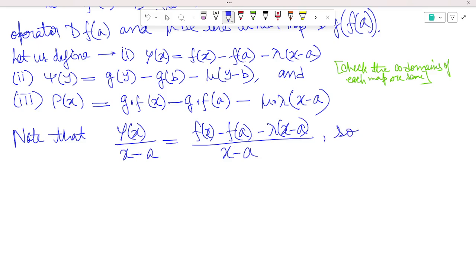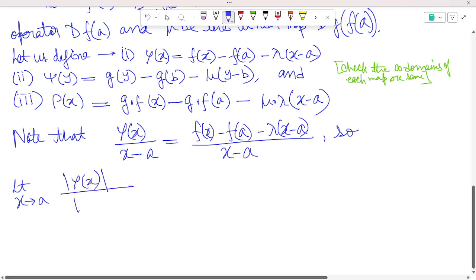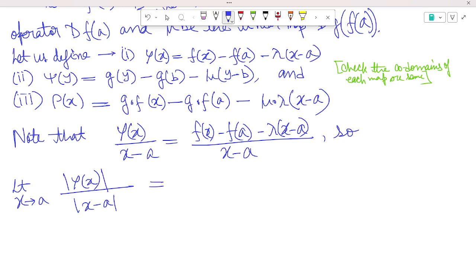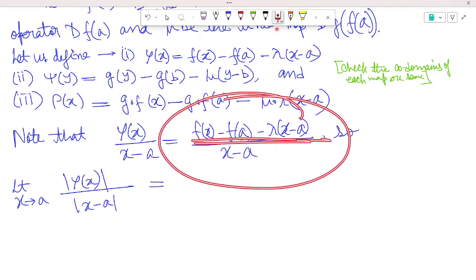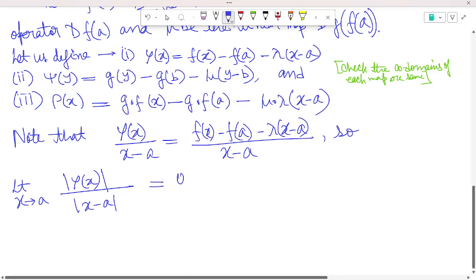So what is the limit where x tends to a of psi x by x minus a? What is the limit? So this is fine, right? This is differentiable, and so this is the correct linear map here. So this is 0. This we assume as 4.